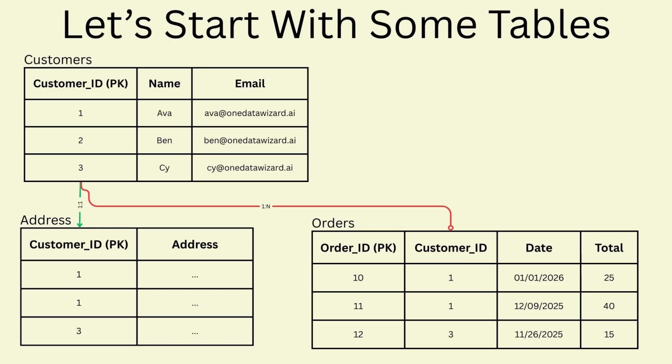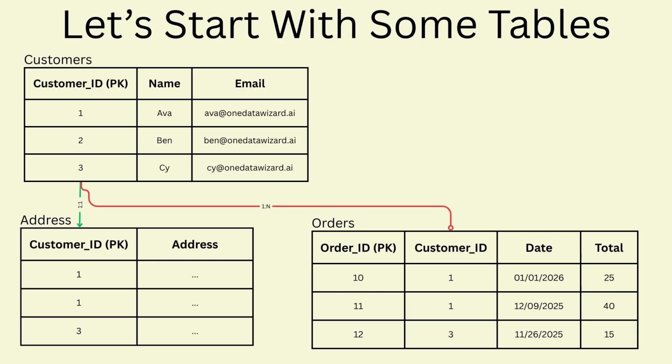It contains customers, address, and orders tables, each with a primary key that uniquely identifies each row. The main rule is it must be unique and not null. Here, customer ID was chosen on customers because names and emails can change, and a primary key should be immutable across the entire database to avoid reprocessing.